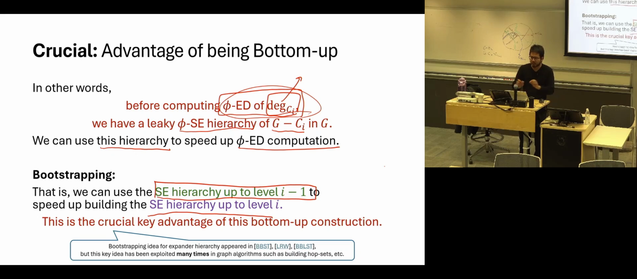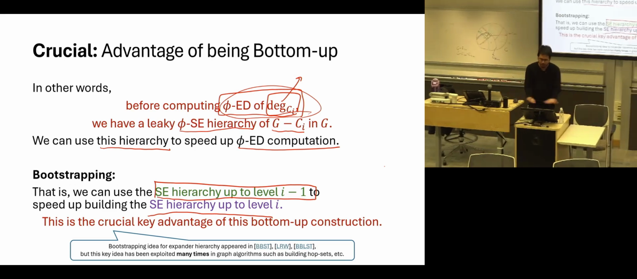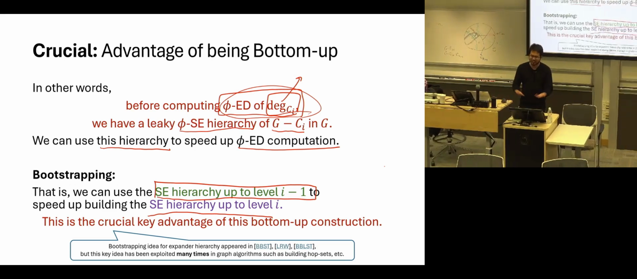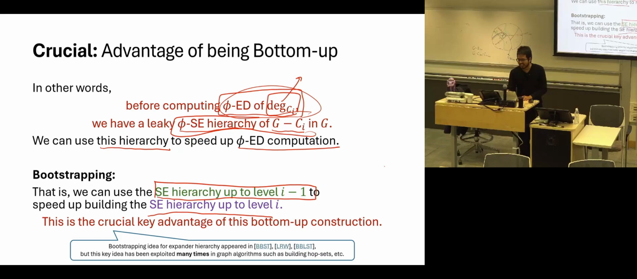That is something that push-relabel can do for you. You can use push-relabel to find a sparse cut with respect to degree. So at the bottommost level, you can easily use push-relabel. Now, for the next level, the node weighting is not degree node weighting anymore, but you can basically have the SE hierarchy from below. That's useful for you.